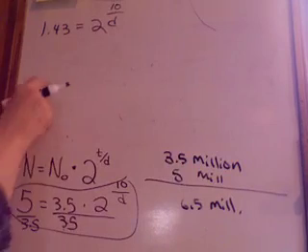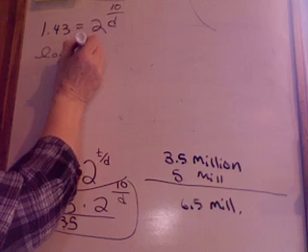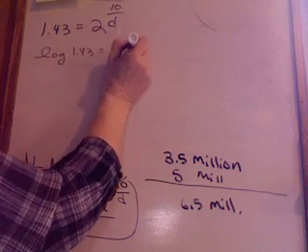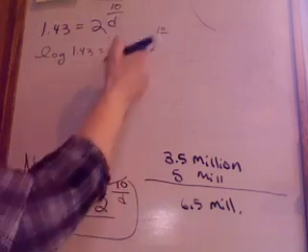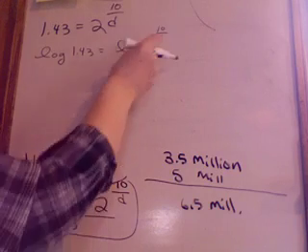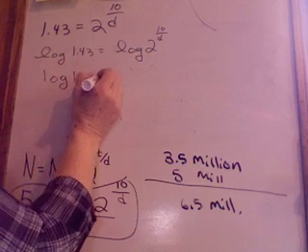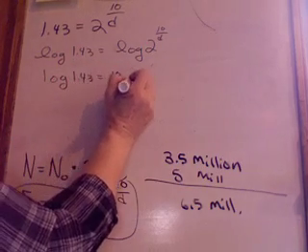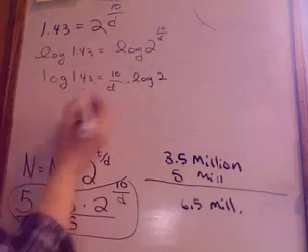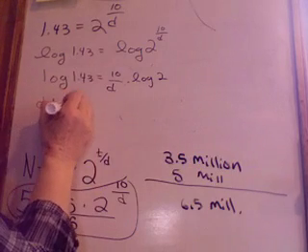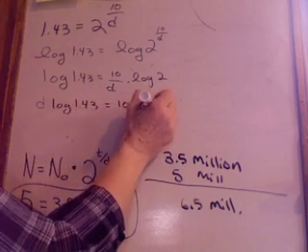So now I can solve this by taking the log of both sides. So I do the log of 1.43 equals the log of 2 to the exponent 10 over d. Remember what I can do with the exponent? Move it out in front, right? So log of 1.43 equals 10 over d times log of 2. Let's solve this some more. Multiply both sides by d. d log 1.43 equals 10 times log 2.